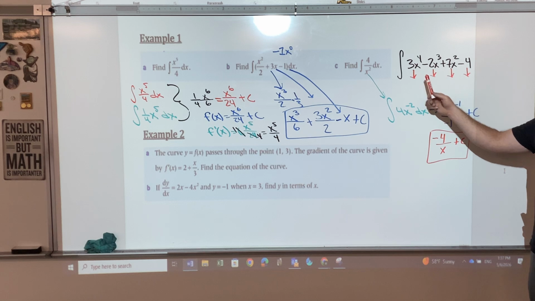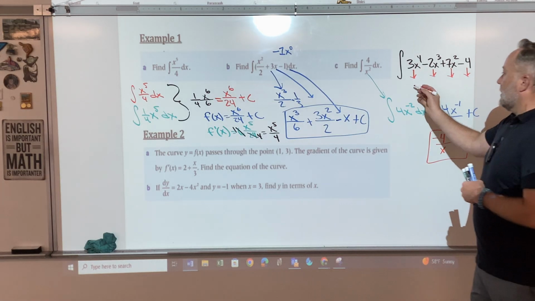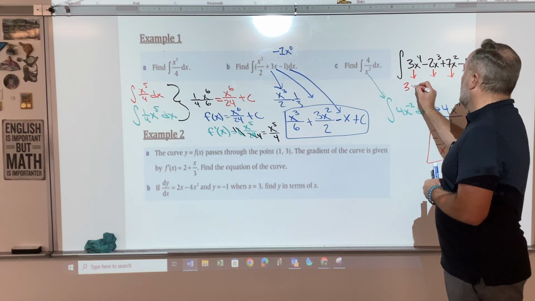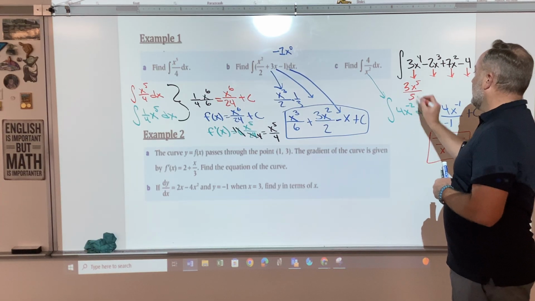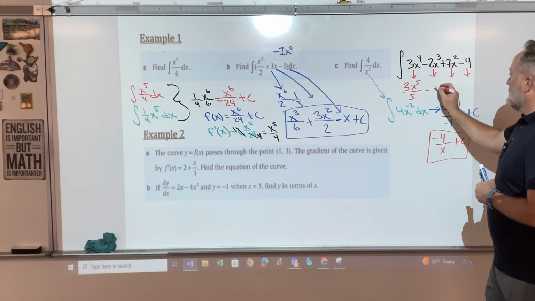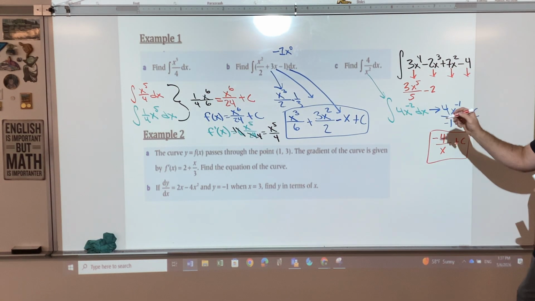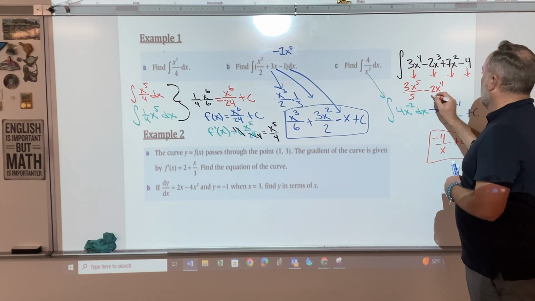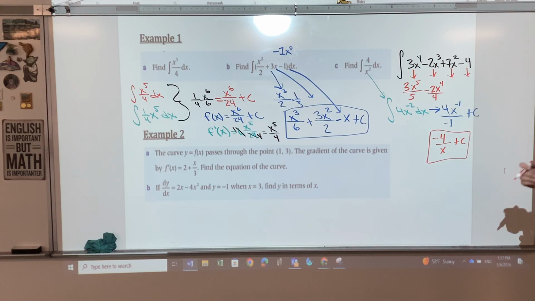So let's go term by term. I would add 1 to the exponent, which would make the exponent what? 5. The constant, the 3, comes along for the ride. So 3x to the 5th over 5, the new exponent. I keep this symbol the same, so minus. The 2 comes along for the ride, so 2x to the 4th over 4, the new exponent. And that can be simplified, and we'll clean that up at the end.